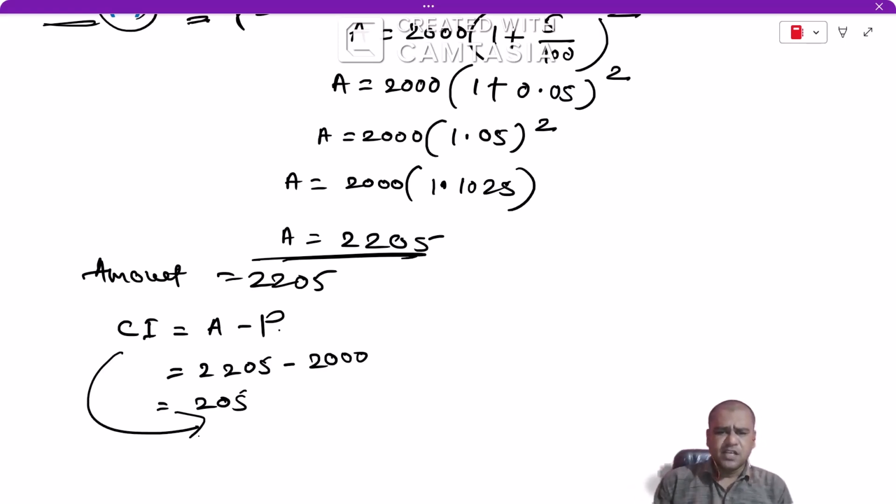In this way we have solved the problem based on simple interest and compound interest.